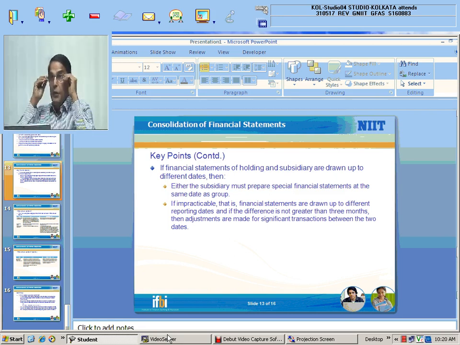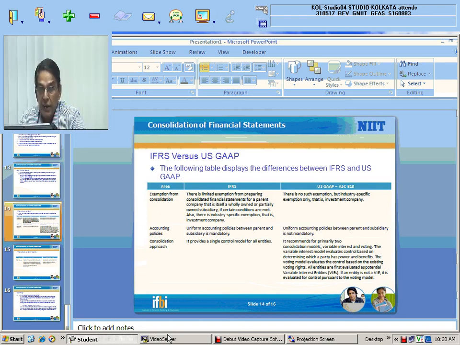Now we'll talk about the difference between IFRS and US GAAP so far as this area, consolidation of financial statements, is concerned. So the first area we'll discuss is exemption from consolidation. Under IFRS, there is limited exemption from preparing consolidated financial statements for a parent company that is itself a wholly owned or partially owned subsidiary, if certain conditions are met. Also, there is an industry-specific exemption, that is, investment companies.